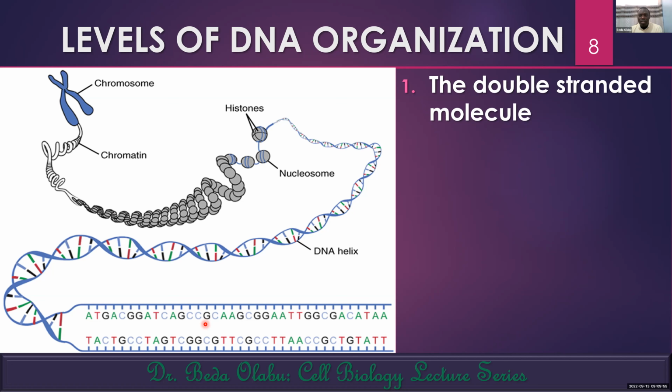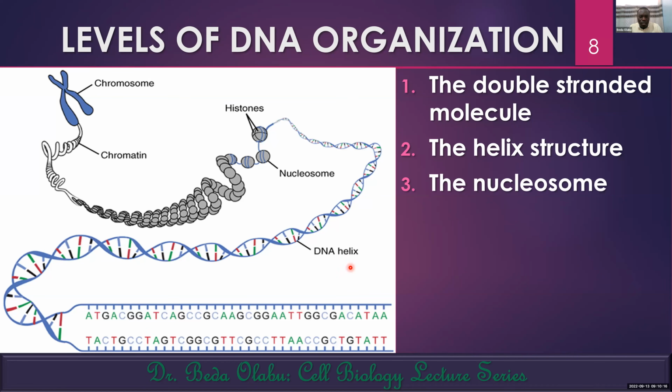Okay, the double-stranded molecule twists on itself to form the helix structure, which is the second level of organization. So the 2 strands are twisted like a rope, twisted on one another to form the helix structure. The helix structure usually goes around the histone proteins, and usually it goes around twice.